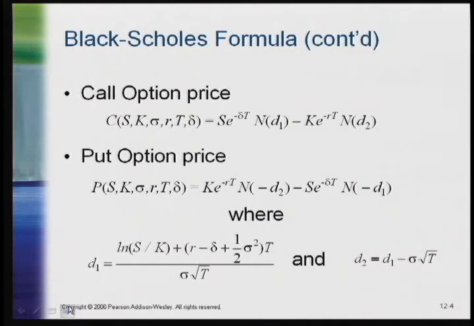The Black-Scholes formulas are somewhat complicated, and if one looks at them, here's the value of a call. Notice that the call price reflects all of the parameters, and we should now understand what each of these is. S is the price, K is the strike, sigma is the annual volatility, r is the annual risk-free rate on a continuous basis, T is the expiry time, and delta is the continuous dividend rate paid by the stock.